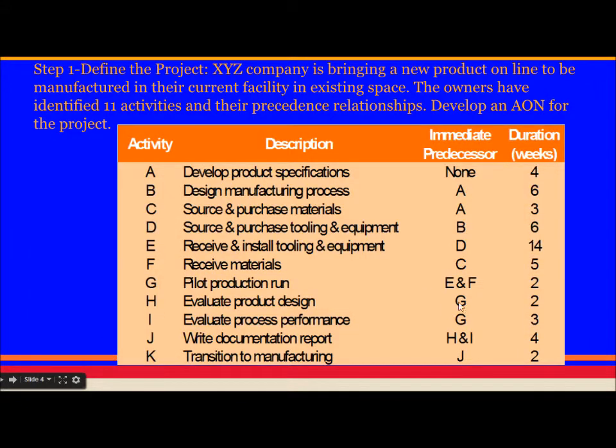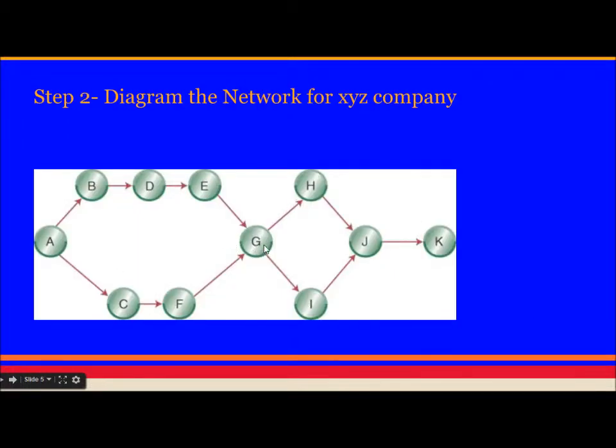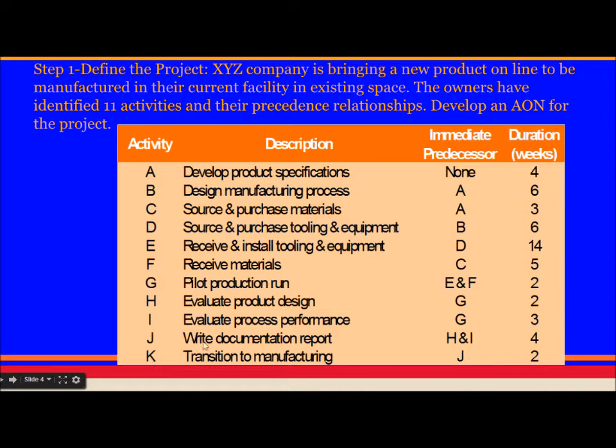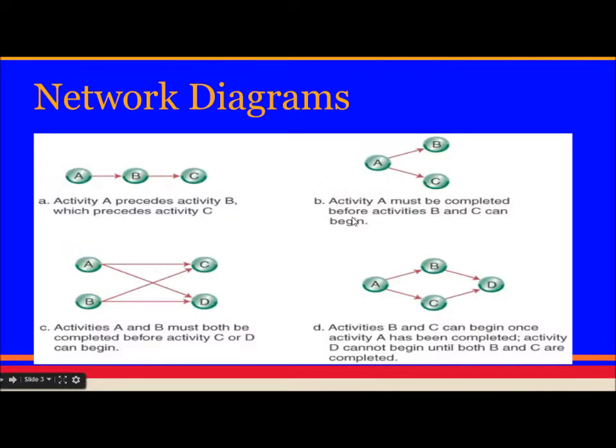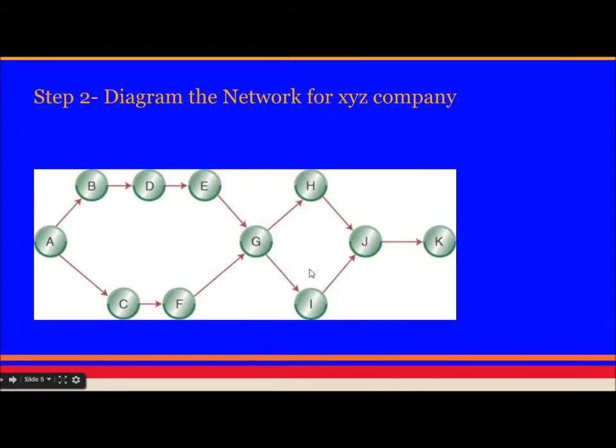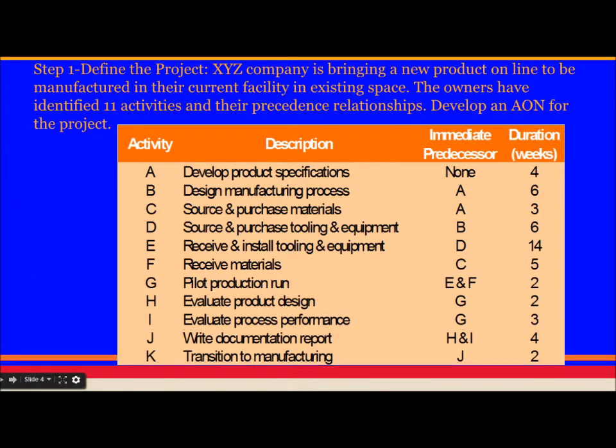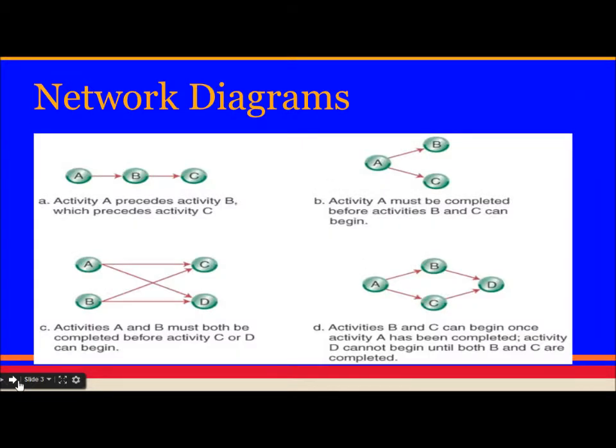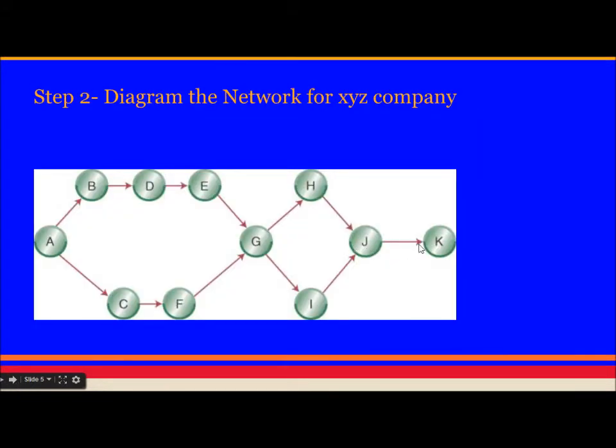Then H can start only if G has completed. Similarly, I can start only if G has completed. So after G, H and I both can take place in parallel. J can only be started when H and I have completed, so H and I both should point to J. And K can only start when J has completed. So this is the network diagram for XYZ company.